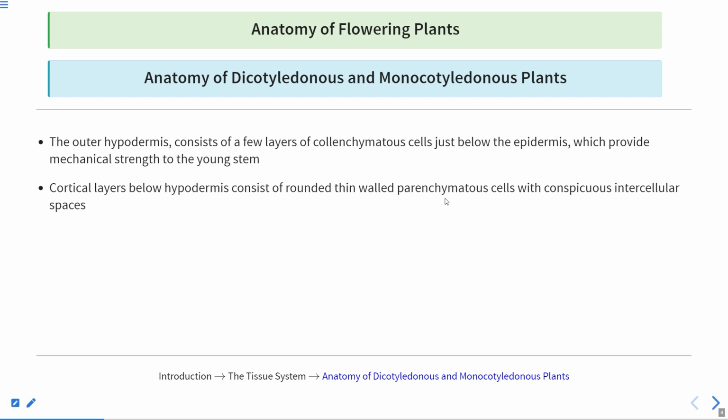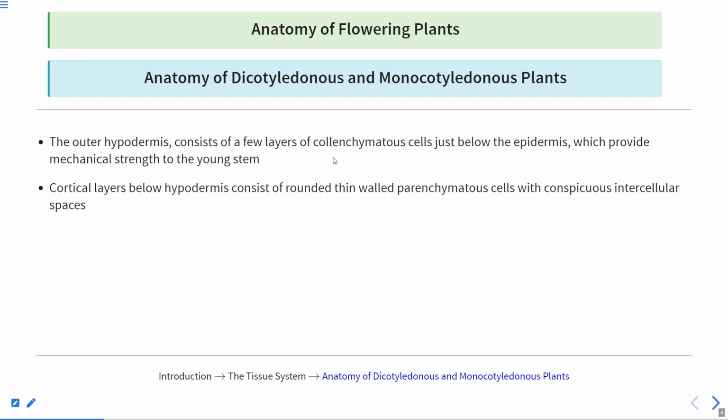So their presence provides mechanical strength to the young stem. This collenchyma is there because it also has a lot of flexibility. You know that plants, with the help of wind, can move in one direction or the other, and this is just because of the collenchyma. They do not get broken down, and they have flexibility due to the presence of collenchymatous cells. So they provide mechanical strength to the young stem.